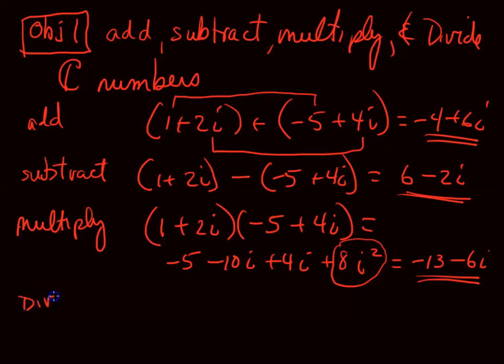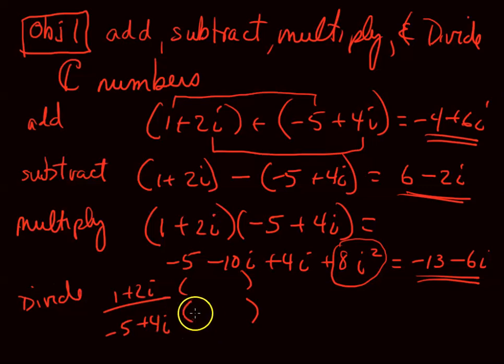Divide. You never divide. 1 plus 2i over negative 5 plus 4i. You multiply both numerator and denominator by the conjugate of the denominator. The conjugate, leave the first part alone. We're going to do this to both numerator and denominator. Change the sign of the second part, the imaginary part. Since it's plus here, it would be minus. If it were minus, it would be plus.